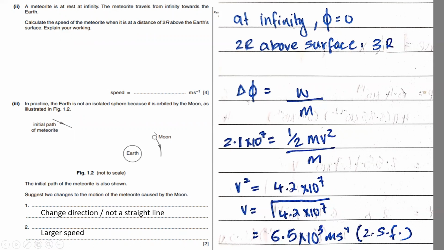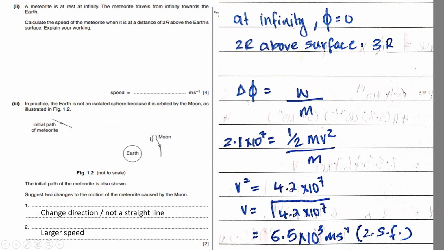So you can see the moon is revolving around the Earth. Suggest two changes to the motion of the meteorite caused by the moon. As you know, the moon's gravitational field will affect the initial path of the meteorite. If Earth was by itself, it would continue in a straight line. However, if the moon is revolving around it, as the moon moves around it, eventually the meteorite will also be attracted or pulled by the moon, causing it to take a curved path or change in direction.